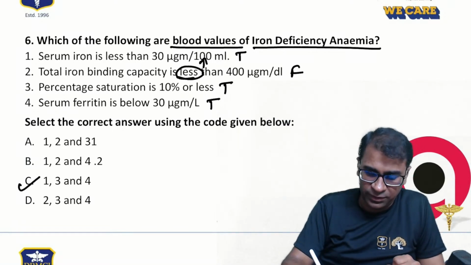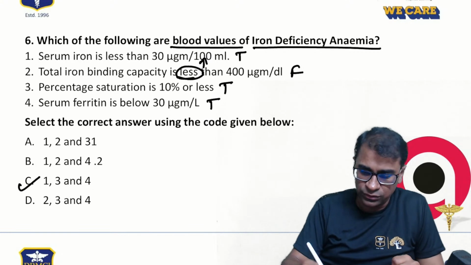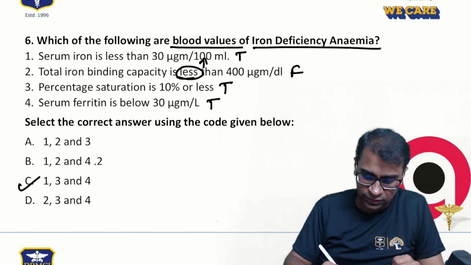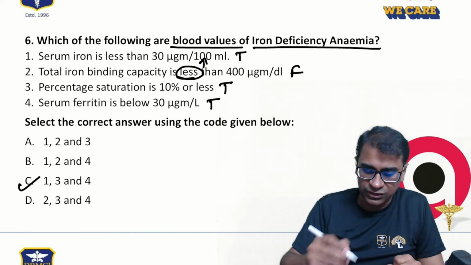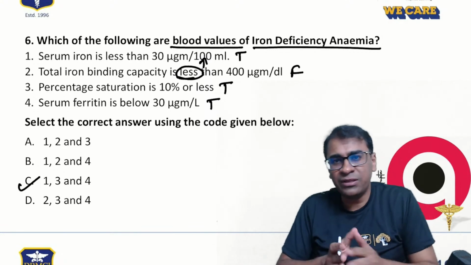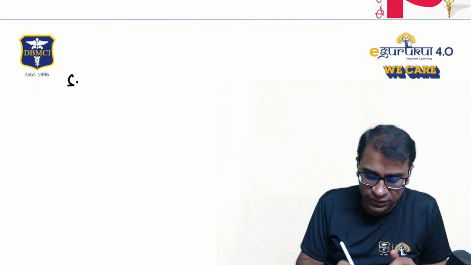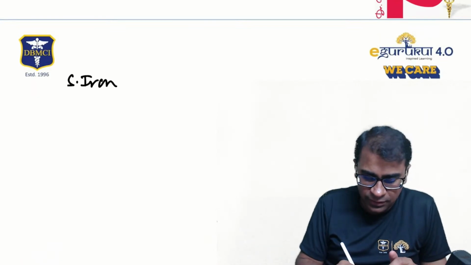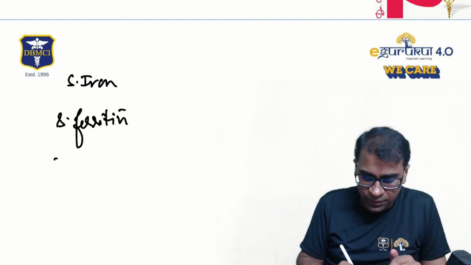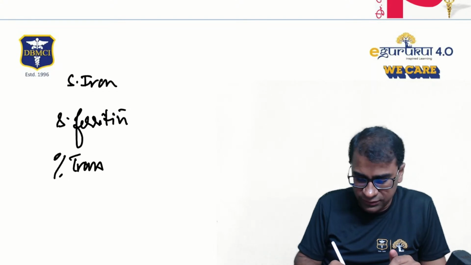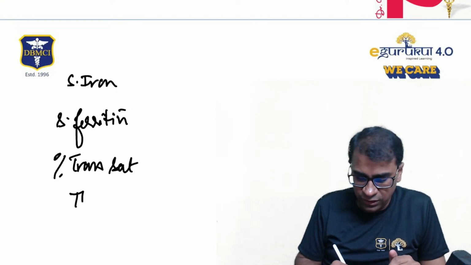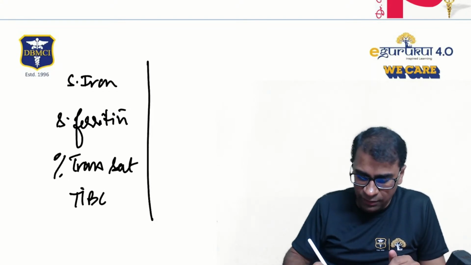Please ignore this one here, this one, and this one. The answer is 1, 3, and 4. Remember this very important finding. When you get a question on this, you should know four things: serum iron, serum ferritin, percentage transferrin saturation, and total iron binding capacity.